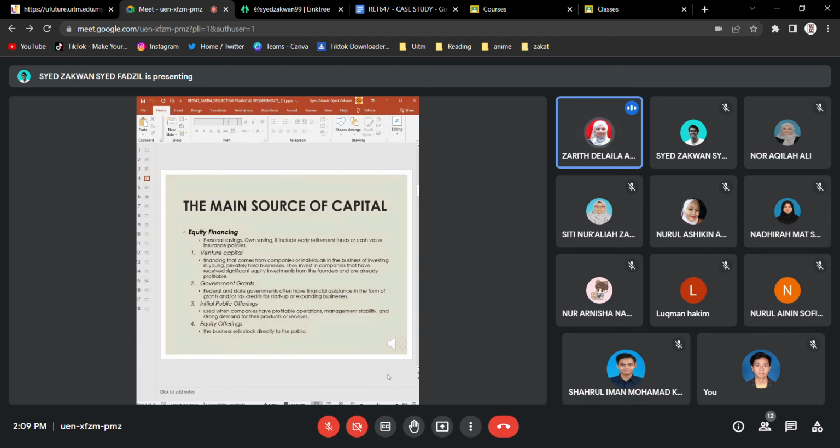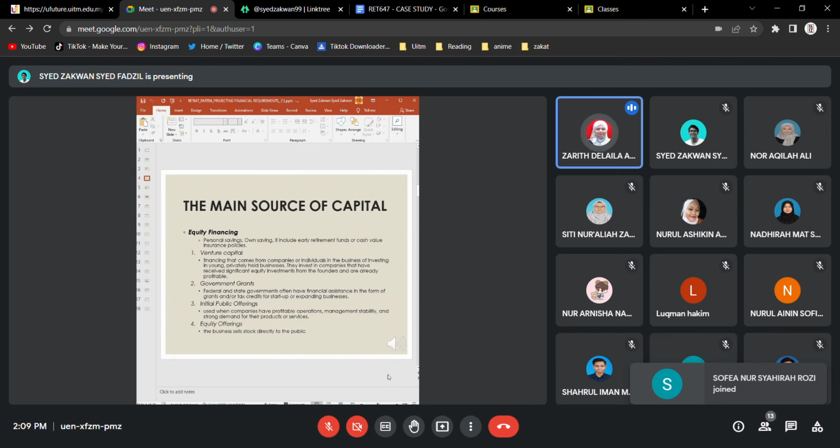Okay, so now we look at the main source of capital. Alright, in order to get the capital, these are all the sources where we can get the money. Itu senang kata dia punya short form lah, macam mana kita nak get the money in order to run the business. The first one, our main source is actually the equity financing. This equity financing is actually our personal saving, our own saving, which also includes our early retirement fund, or even it could be our cash value insurance policy. So by using all these personal savings, we can start our business.